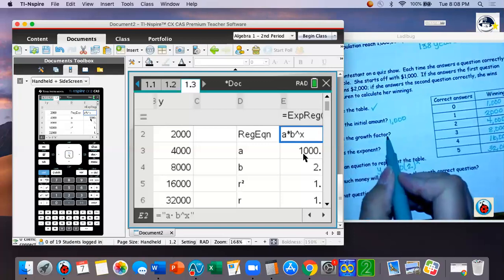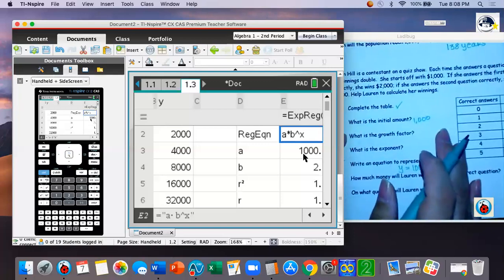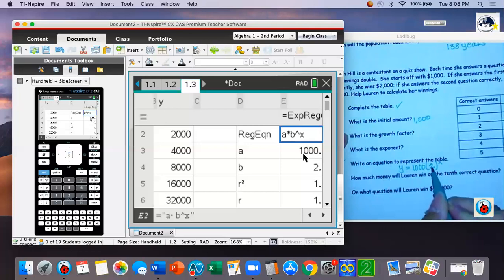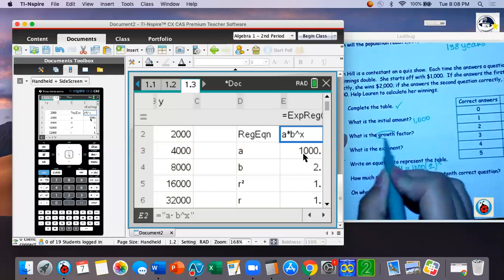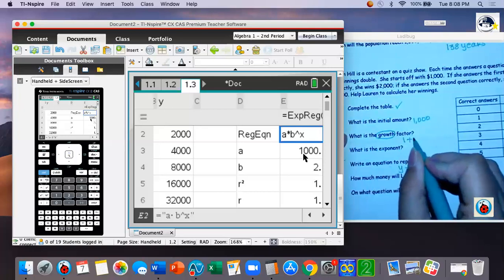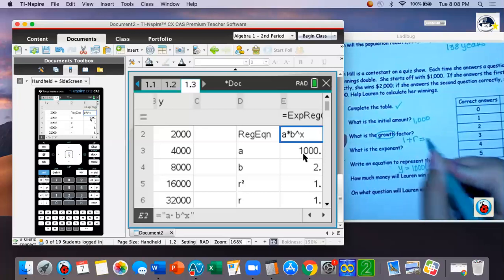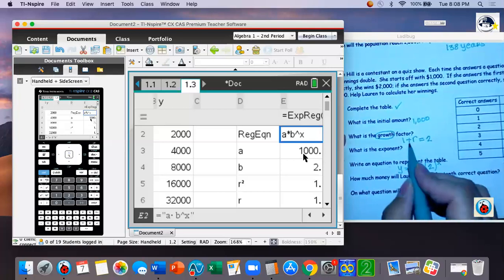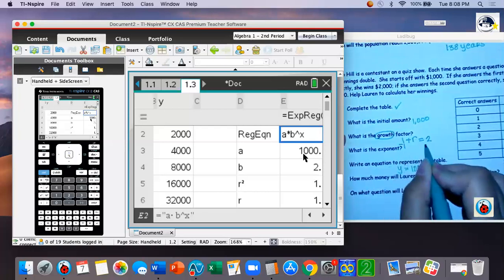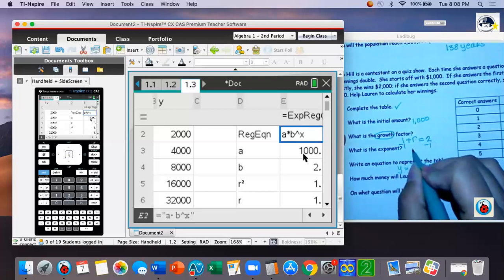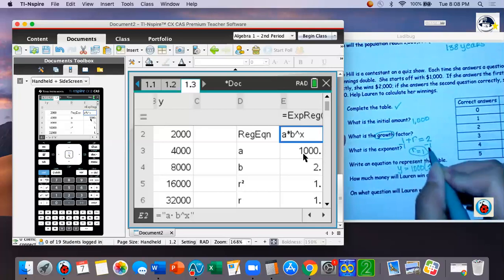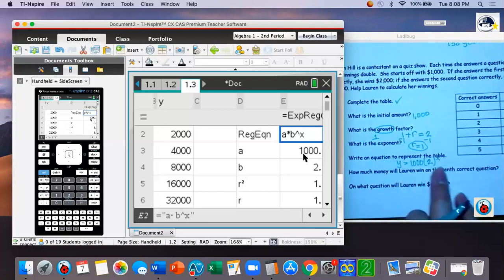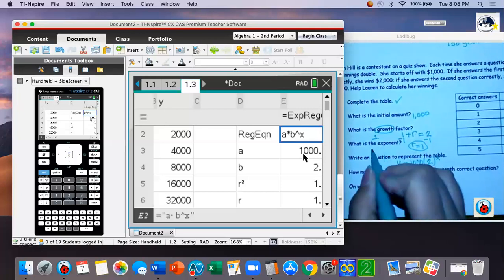So what is the growth factor? So my growth factor, think about this. If this is 2, and we're growing, so 1 plus R equals B. So what is B equal to? It's 2. So to find out my growth factor, I would just solve for R. So I would just get R by itself. I'd subtract 1 from both sides. R is going to equal 2 minus 1, which is 1. So my growth factor is 1. And then what is the exponent? The exponent is just X.